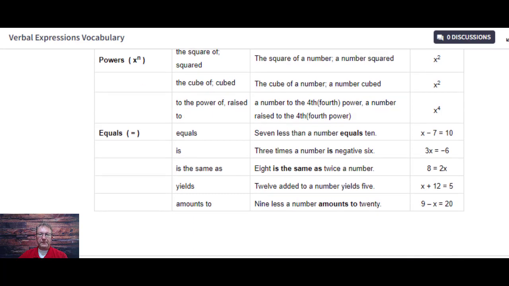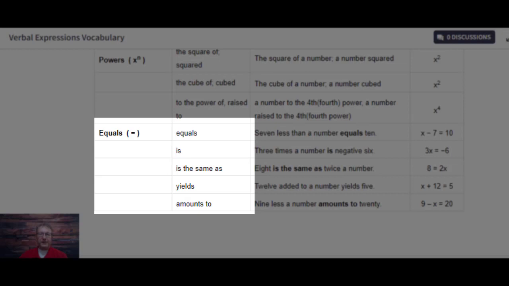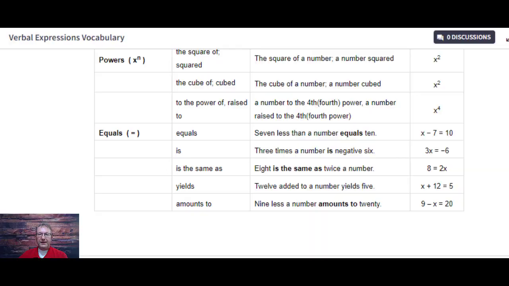Equals: there are several different ways of saying equals. Well, one is just the word equals, and others are is, is the same as, yields, or amounts to. So equals: 7 less than a number equals 10. Is: 3 times a number is negative 6, which would be 3x = -6. Is the same as: 8 is the same as twice the number. Yields: 12 added to a number yields 5. Amounts to: 9 less than a number amounts to 20.